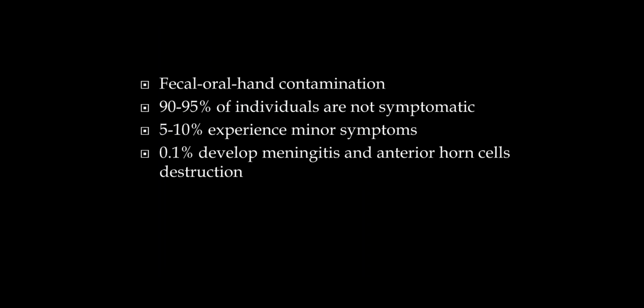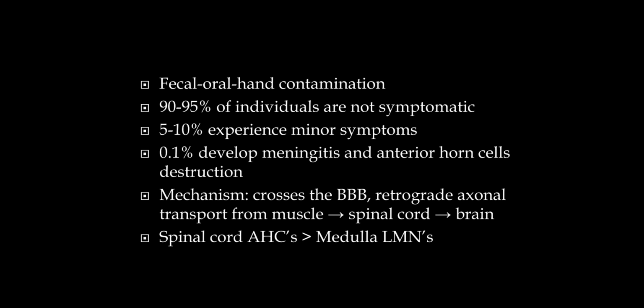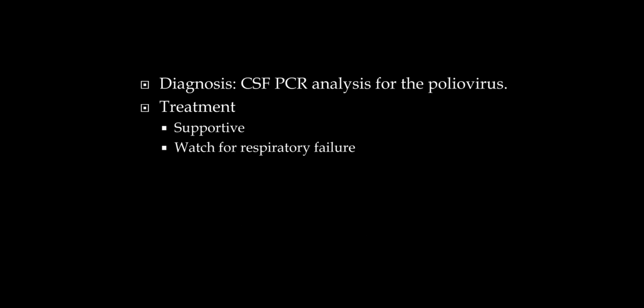So you'll learn more about this in microbiology, but most individuals that get polio or are exposed to this virus are not symptomatic. So less than 10% have usually what are minor symptoms, and it's very small, 0.1%, that will develop a meningitis or an encephalitis and affect the anterior horn cells. So the mechanism here is that the poliovirus travels via retrograde axonal transport up to the spinal cord and to the brain. Okay, and so for this lecture, we're concerned about those anterior horn cells.